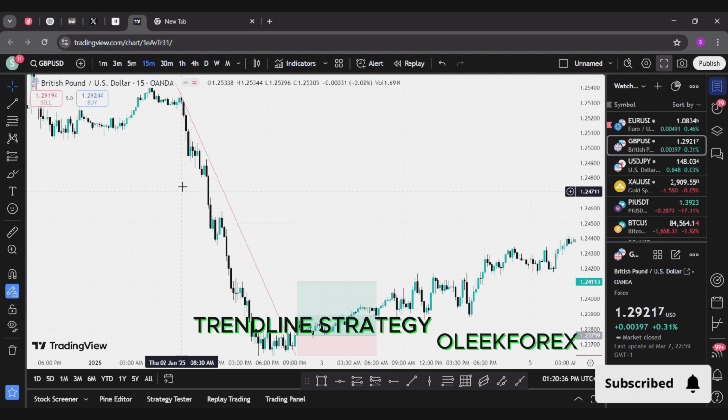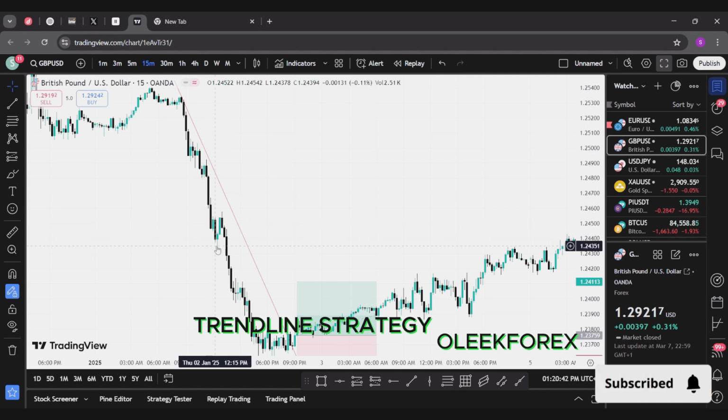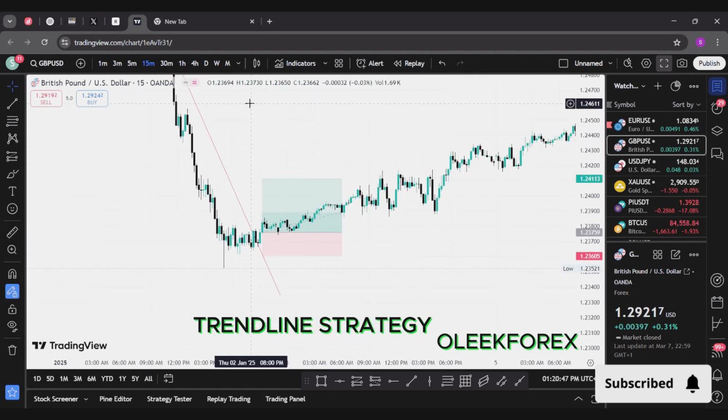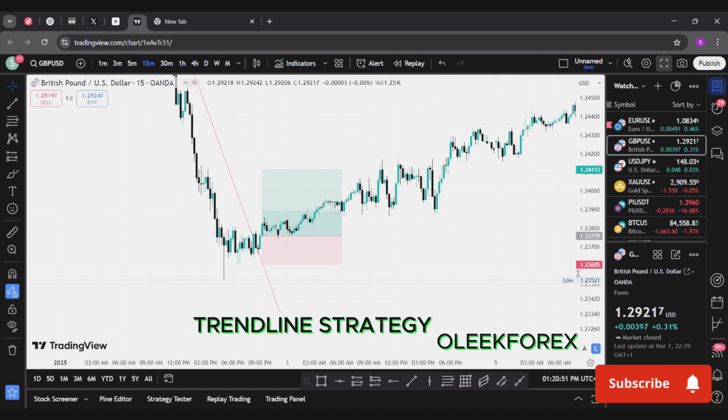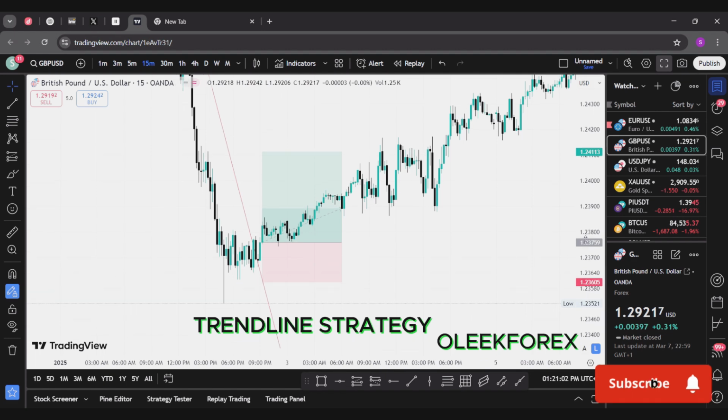This low is a lower low to this. This high is lower than this high, and this low is lower than this low here. You can see that's to signify that it has been going down. But you need a high that is higher than the previous high, and a low that is higher than the previous low to confirm that there's a change in direction of the market.